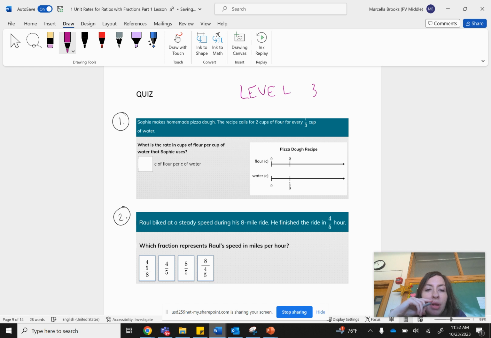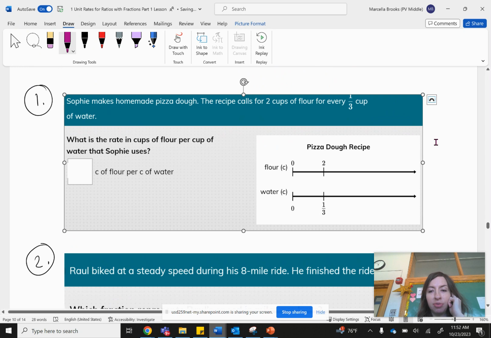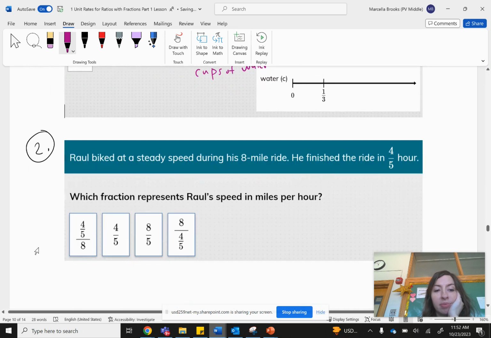Okay, so number 1, Sophia makes homemade pizza dough. The recipe calls for 2 cups of flour for every 1/3 cup of water. What is the rate in cups of flour per cup of water that Sophie uses? So when you write your rate, it's going to be cups of flour over cups of water. So you have to plug the numbers into that and solve to get your answer.